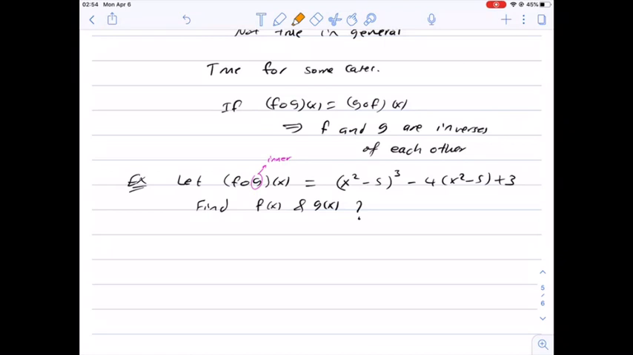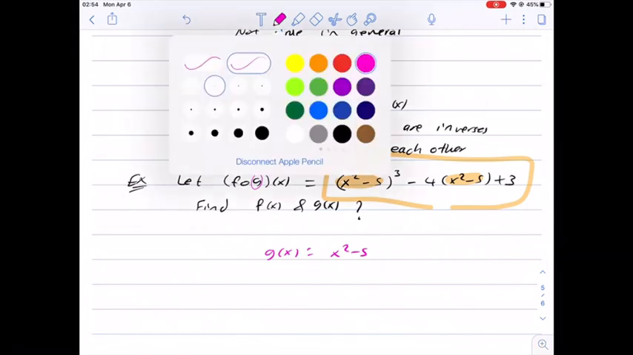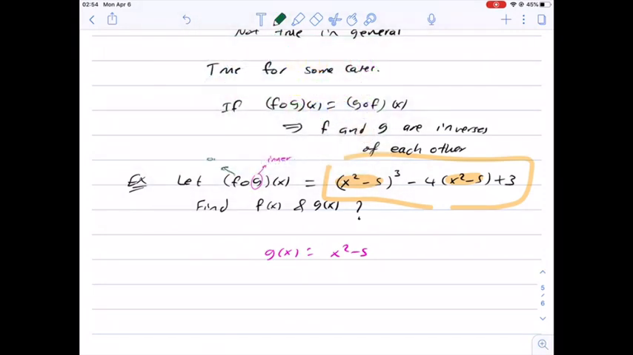Now, how to find these two functions? In order to find these two functions, we need to determine which one is the inner function and which one is the outer function. This function here is the inner function. The function g is the inner function. What is the inner function in this formula? The inner function is x squared minus 5. So g of x is x squared minus 5. Now, what is the outer function? The outer function is f. Now, the outer function here is this expression raised to the power 3. We consider this as x cubed minus 4 times this expression is x plus 3.